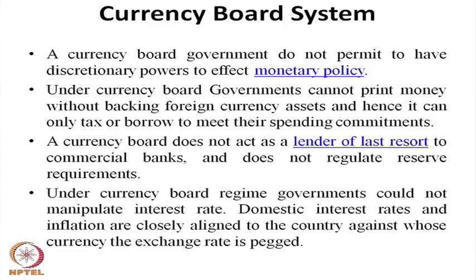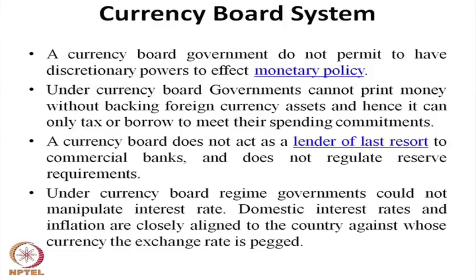Under the currency board regime, the government cannot manipulate the interest rate, because the freedom of deciding the interest rate cannot exist under the currency board system, because the domestic interest rate is aligned with the country where the currency board pegs its currency. If the currency board pegs the currency to the US dollar, only the United States' interest rate, the same kind of interest rate, the domestic economy can have. If the interest rate is higher in the domestic economy, then there will be more currency inflow to the country, which will affect the fixed exchange rate.